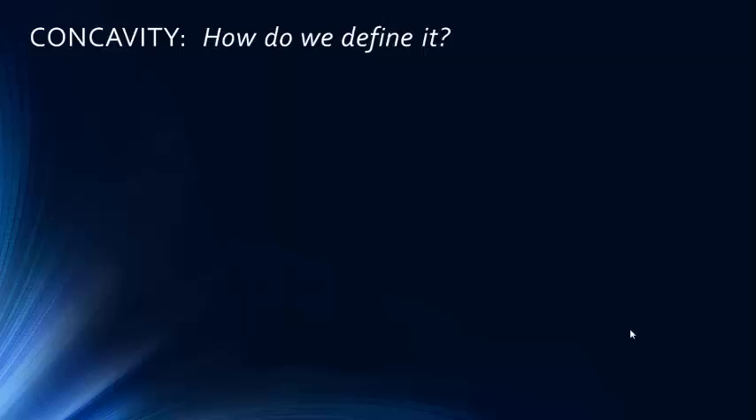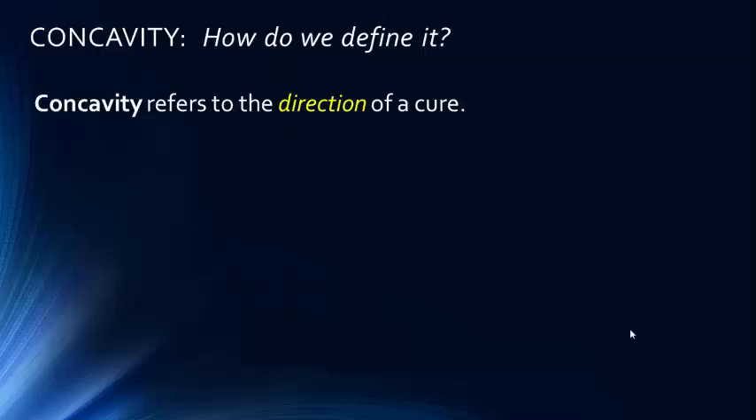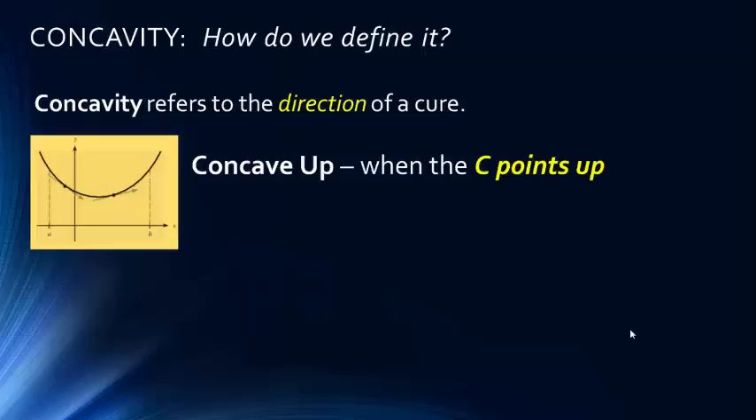Okay? So we have a new idea here called concavity. And concavity simply refers to the direction of a curve. That should say curve, not the cure. So we have concavity up, or concave up, when the C, and you see there's a C here, like laying on its back, points up. This is like a spoon. A spoon is concave up. Well, if you're trying to use it, you should be using it concave up. Concave down, and you have milk in your lap or coffee in your lap, whatever.